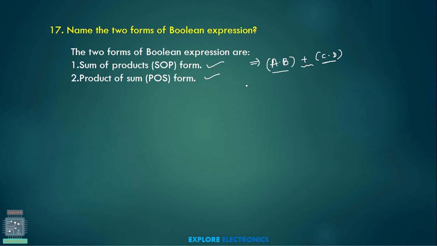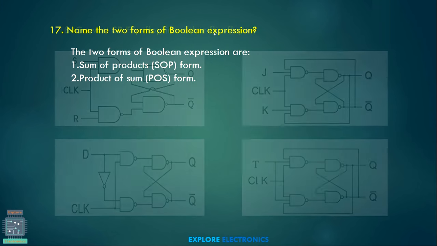POS form means, let me take one more example as X plus Y into Y plus Z. This is a sum and this is also a sum. We are going to take the product of these two. These two are the different methods of writing a Boolean expression.